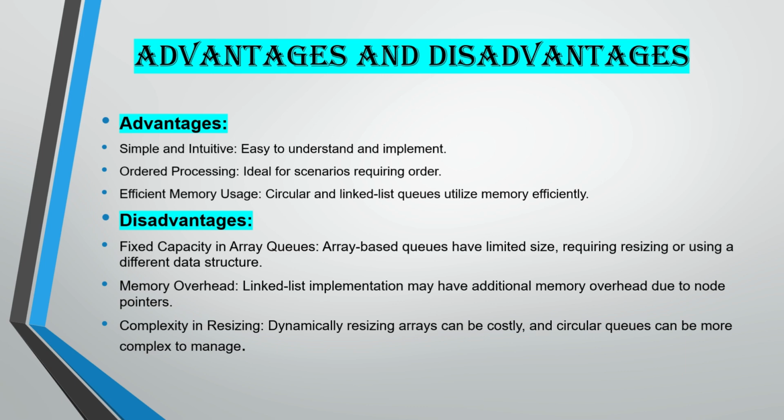Now, for the disadvantages, fixed capacity in array queues can be a limitation. Array-based queues have a set size, which means they may require resizing or switching to a different data structure when more space is needed. Memory overhead is another consideration, particularly in linked list implementations, where additional memory is used for node pointers. Lastly, complexity and resizing can be an issue. Dynamically resizing arrays can be costly in terms of performance, and circular queues, while efficient, can be more challenging to manage. Understanding these pros and cons helps in selecting the right queue implementation based on the requirements of the system.